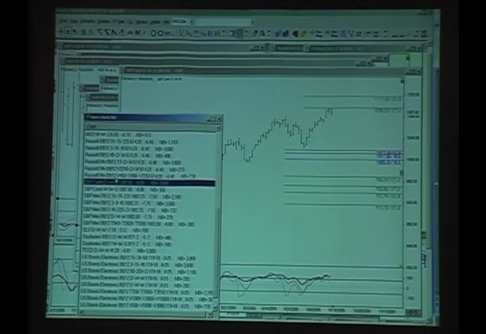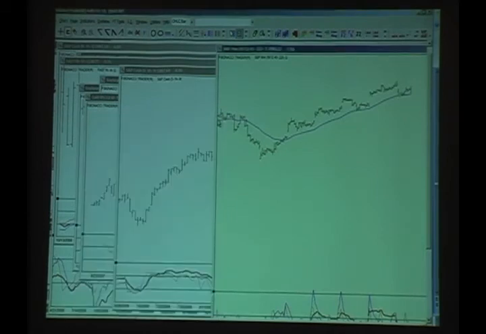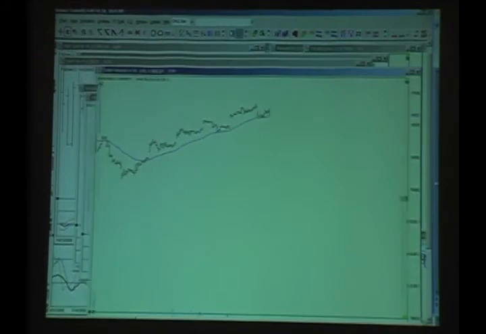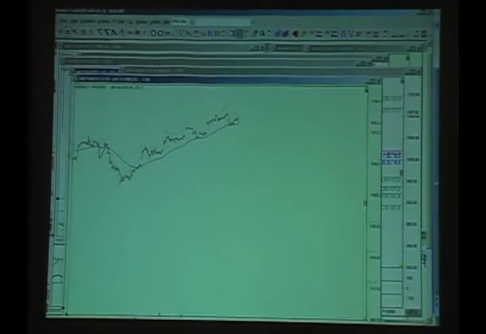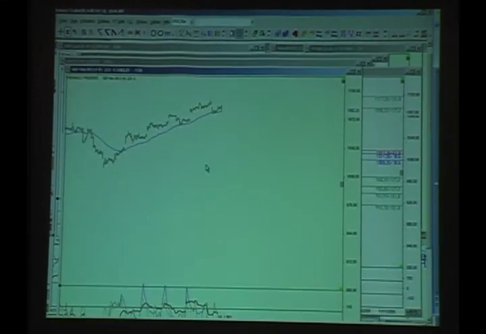Where is my... Okay, here's a 45-minute ES, that's the mini S&P, okay? And I'm just using this now because I'm not sure where there's one on a Forex chart either. But here we are. This is current. This is, as of the close on Friday. All right, let me just expand the chart a little bit.